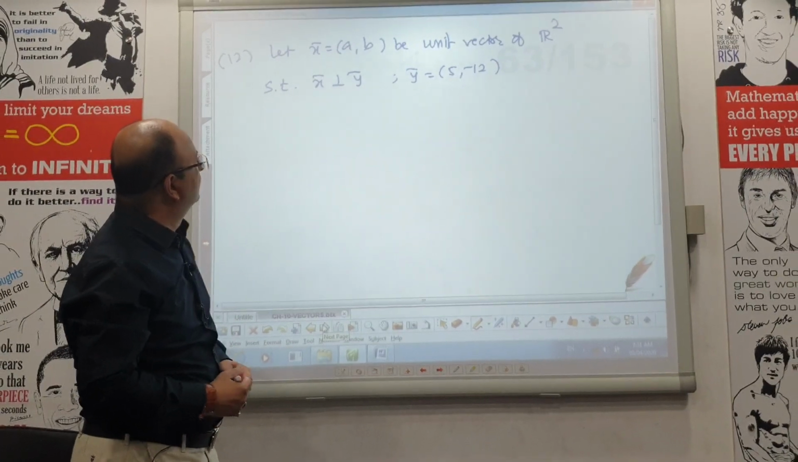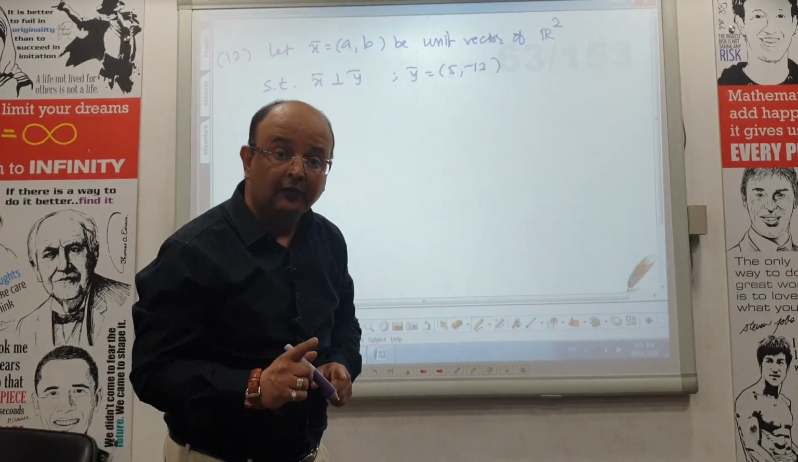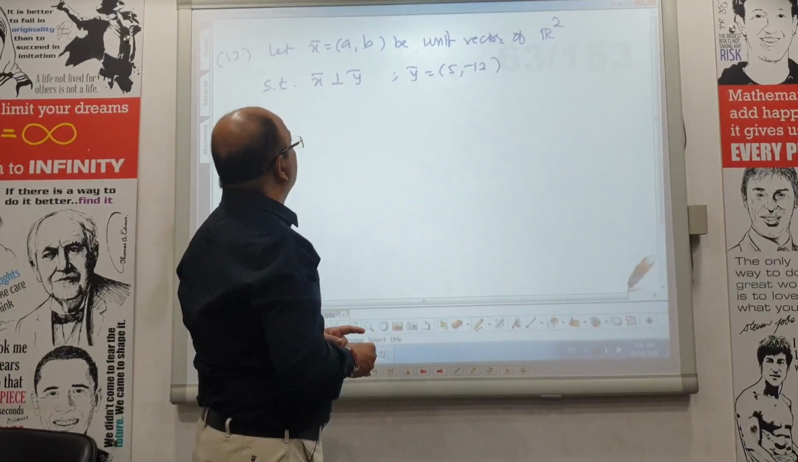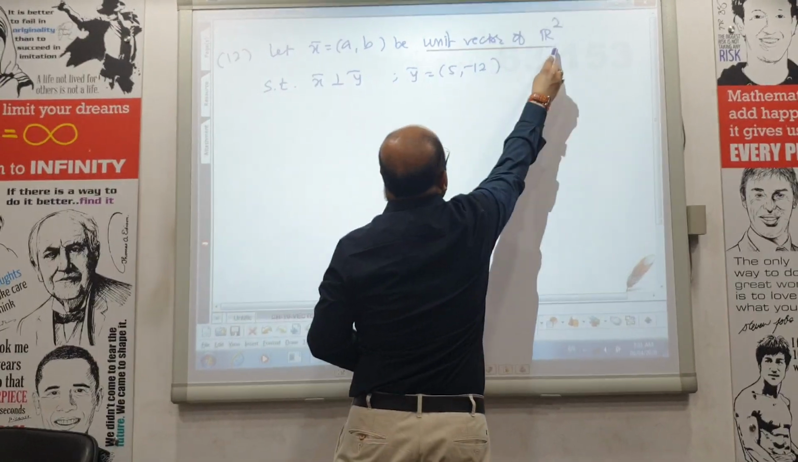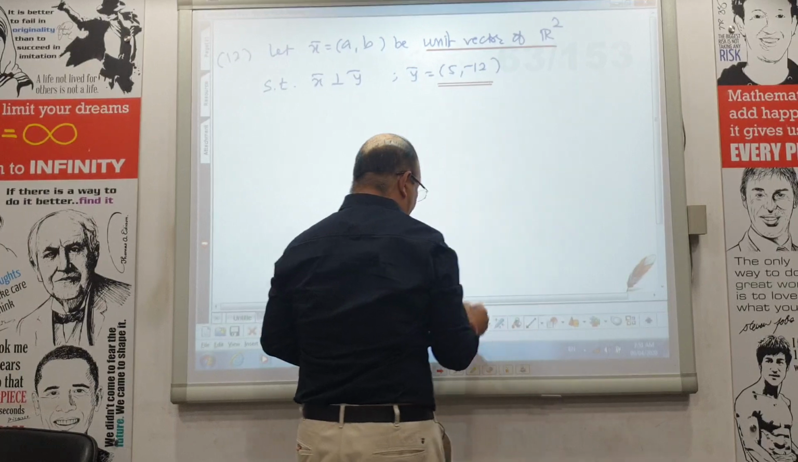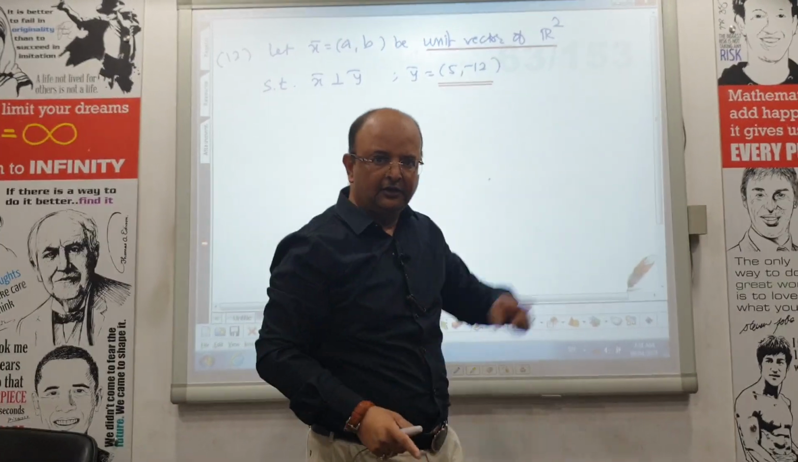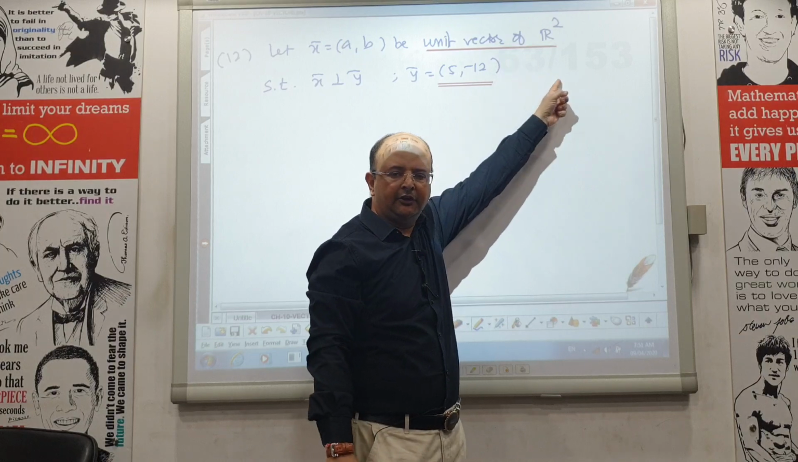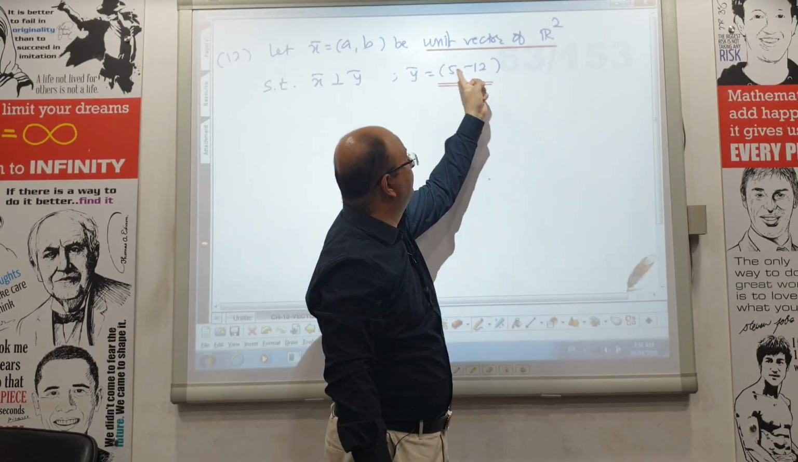Yes. What was the question? Find the unit vector in R2 which is perpendicular to this vector. Repeat, what is the question? Find the unit vector in R2 which is perpendicular to (5, -12).